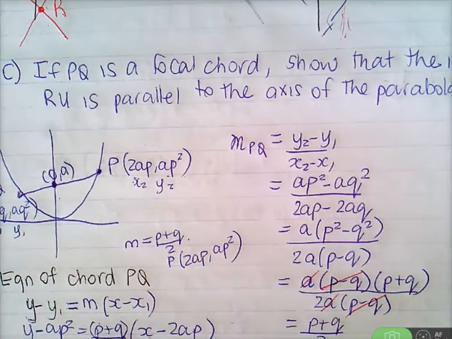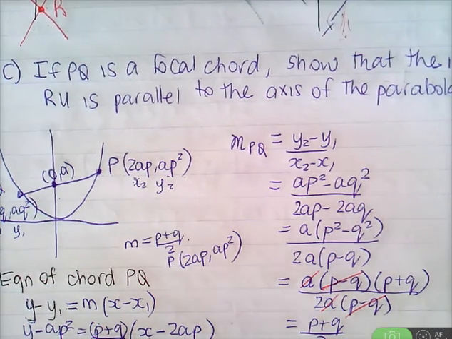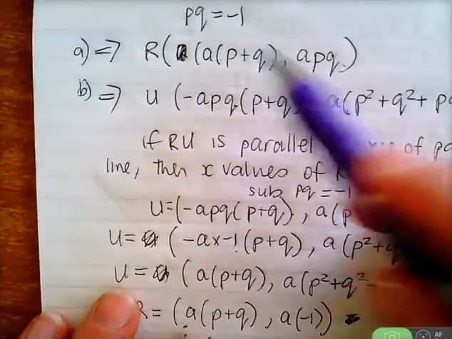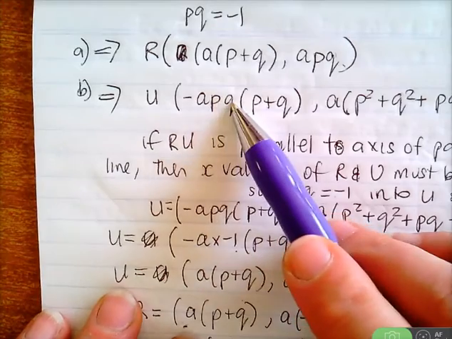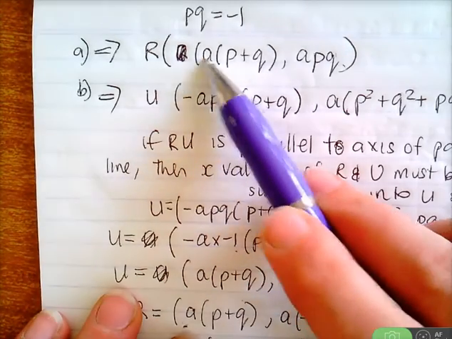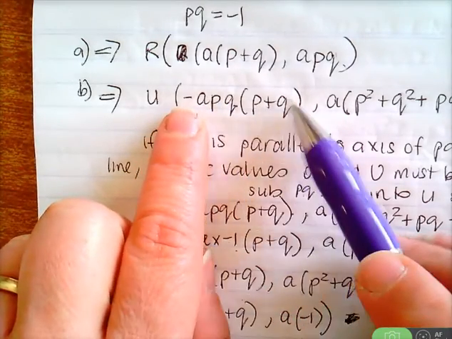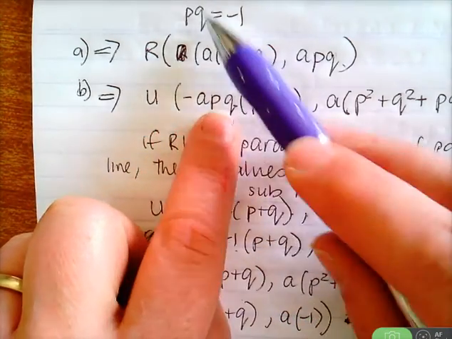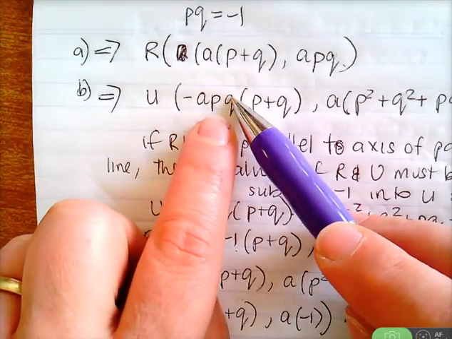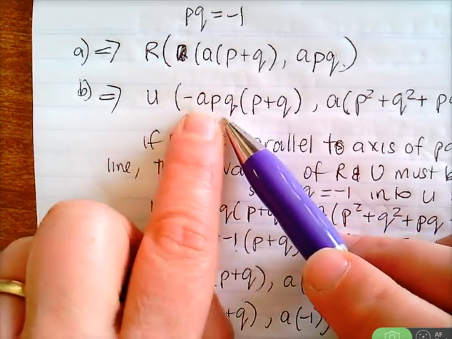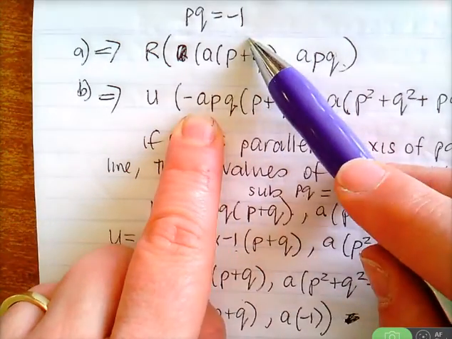So if we say find the equation of PQ and show that PQ is negative 1, then, well, look at R and U at the moment. I can't tell whether they're the same or not unless I work out PQ. See how that's A bracket P plus Q? And this is negative APQ, P plus Q? Well, when we worked out that PQ was negative 1 and I put it in there for PQ, I got negative A times negative 1 is positive A bracket P plus Q, which is the same as that.